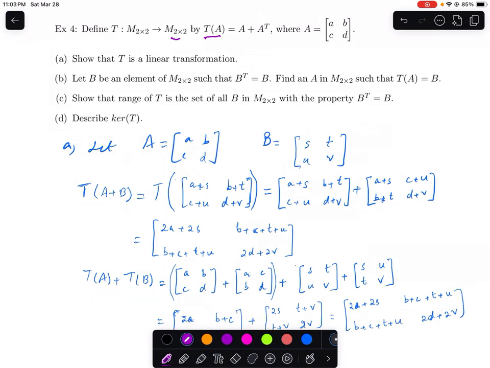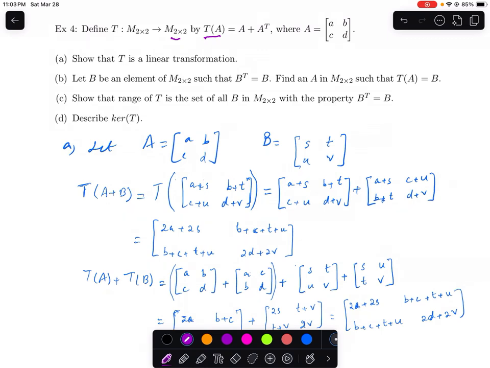So remember, there are two conditions that the transformation has to satisfy to show that it is linear. We need two elements. We can start with A, with elements a, b, c, d, and I chose s, t, u, v in B. You can see how I showed that, because T of A plus B will be A plus B, where you add the corresponding elements.